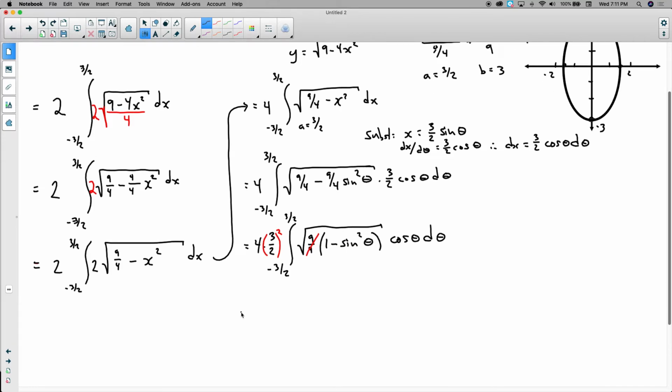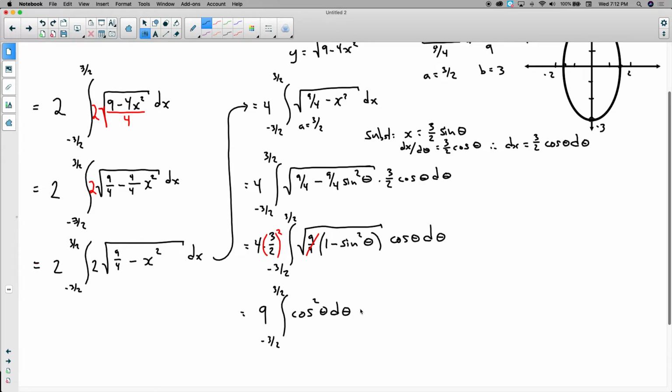And my integral is a complicated one. Let's see, what do I have? I have 9, and it's the integral of negative 3/2 to 3/2. And let's go ahead and do some of this work without writing all the steps. 1 minus sine squared was cosine squared. The root of cosine squared is cosine. And so now I have cosine squared theta d theta.